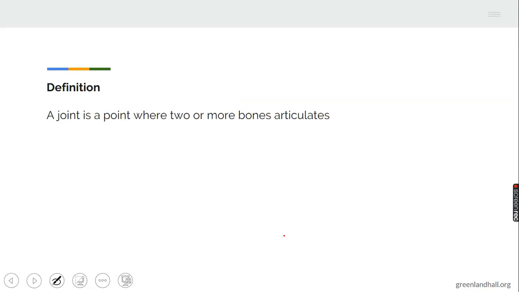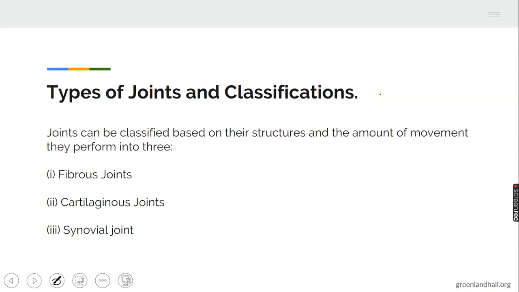Definition. Joint. A joint is a point or place where 2 or more bones meet or articulate. I'll take it again. A joint is a point where 2 or more bones meet or articulate. That is the definition. Types of joints and classification.